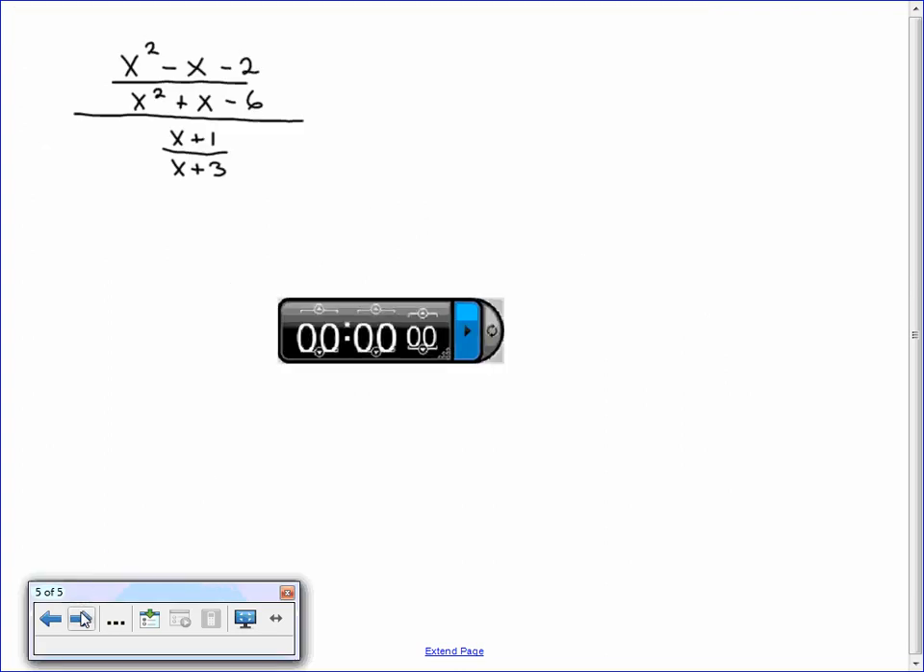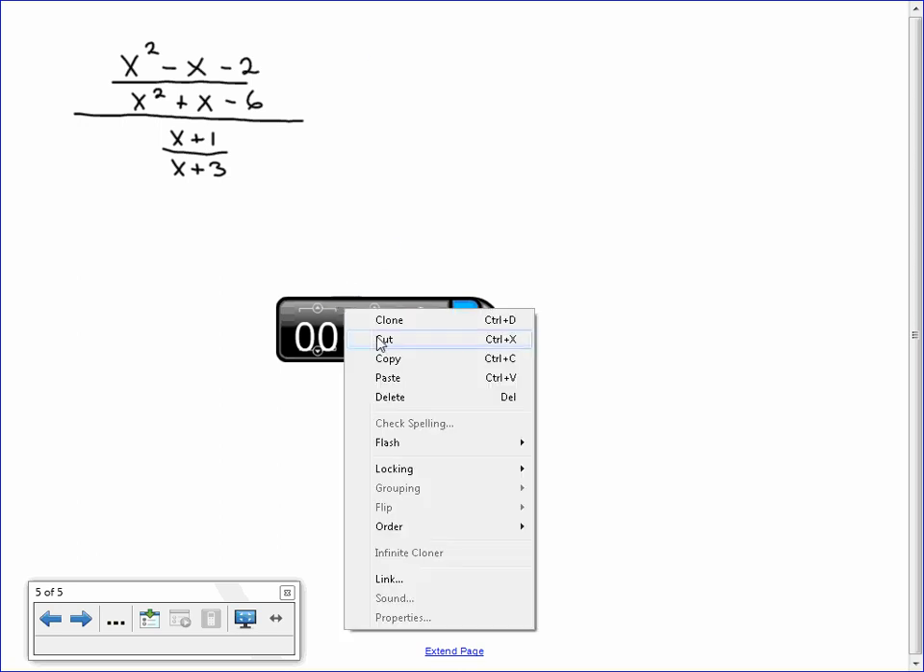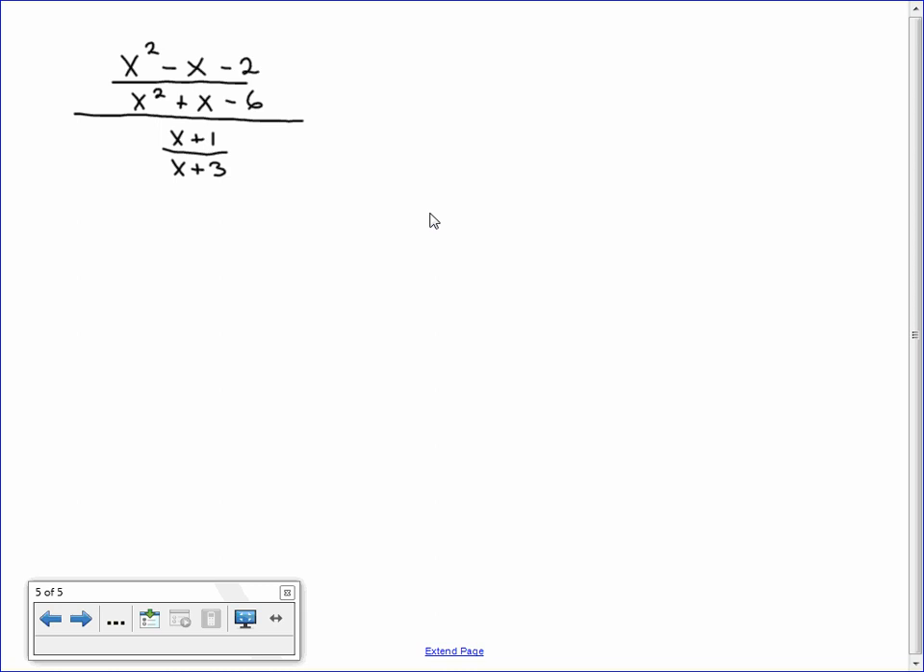Okay, I'm going to actually do one from your worksheet today. Let me get rid of this. Get it out of the way. There we go. Alright, so step 1, once again, change to division. (x squared minus x minus 2) over (x squared plus x minus 6) divided by (x plus 1) over (x plus 3). Factor, multiply, flip.